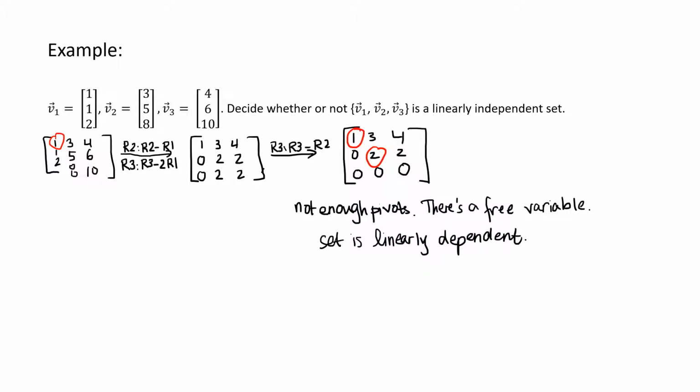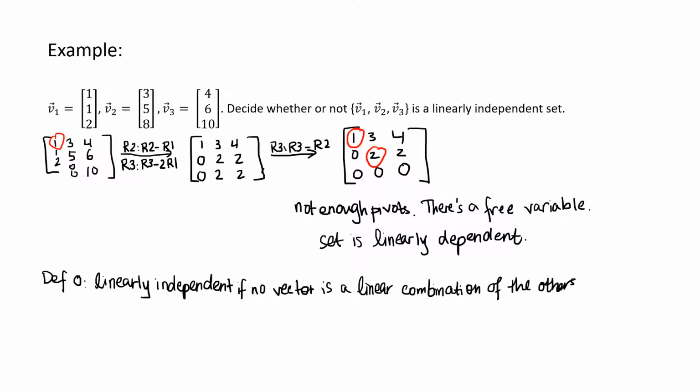In some cases, like in this example, it can also be helpful to go back to some of the earlier definitions. For example, definition 0, which says that a set is linearly independent if no vector in the set is a linear combination of the others. So sometimes we get lucky and we can see linear combinations pretty easily.